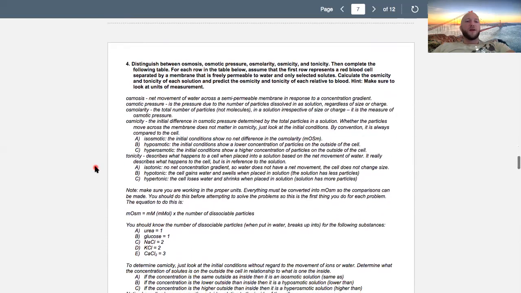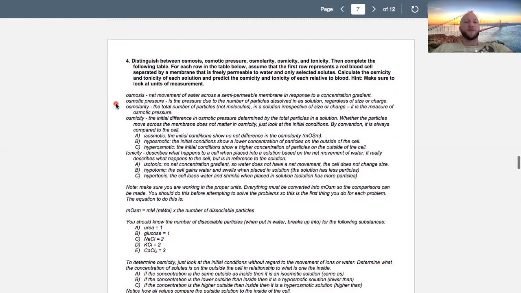Distinguish between osmosis, osmotic pressure, osmolarity, osmicity, and tonicity. Then complete the following table for each row. Assume that the first row is perfect. Practice these problems. There will be questions on the test on this material.